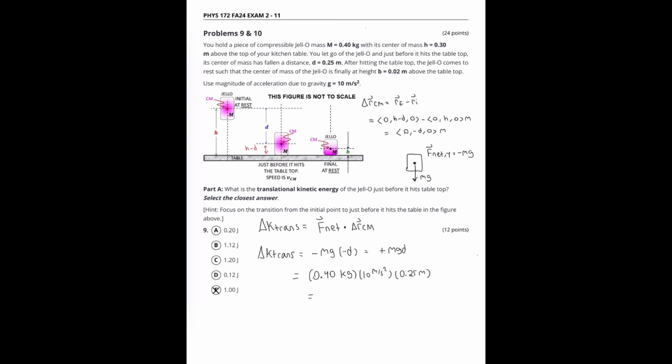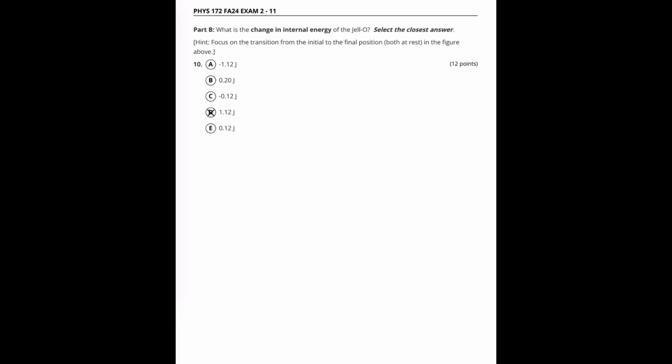And that will be equal to approximately 1.00 joules. And that will give us answer choice E. Part B states, what is the change in internal energy of the jello? Select the closest answer. And the hint is to focus on the transition from the initial to the final position, both at rest in the figure above.